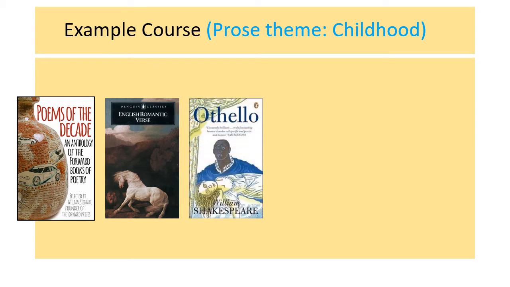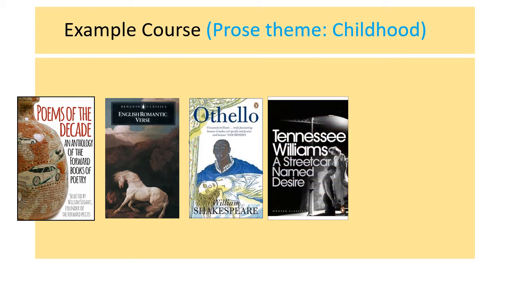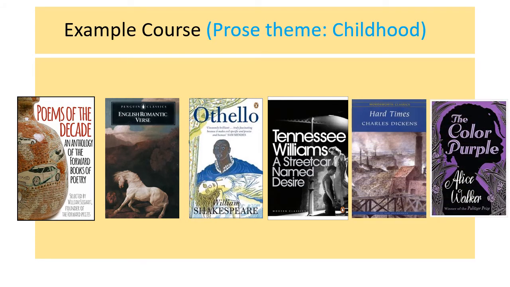For Shakespeare they studied Othello. The other drama text they studied was Tennessee Williams' A Streetcar Named Desire. And then the 2 prose texts, which are connected by the theme of childhood, were Hard Times by Charles Dickens and The Color Purple. So a really interesting, varied, diverse course.